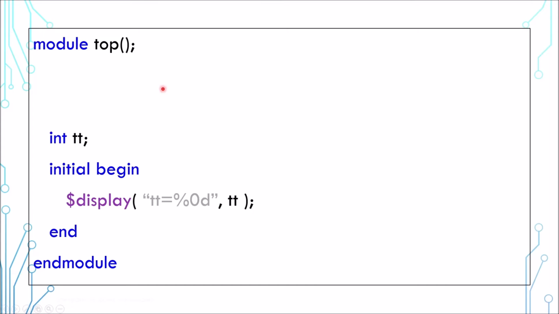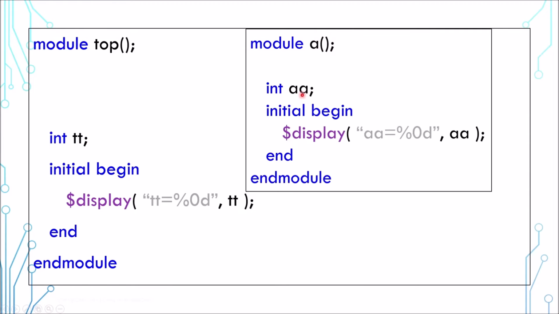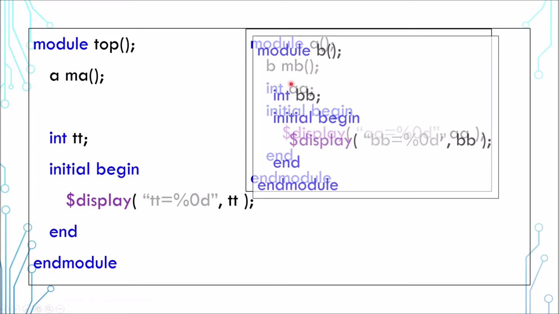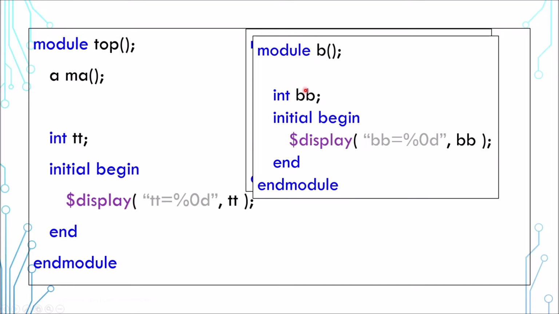First, let's create a simple system. This is a module top. It has a variable tt. This is a module A and it is similar to top. It has a variable AA. Top can then instantiate A. Now let's say A instantiates another module B and this is module B, which is pretty much the same code.